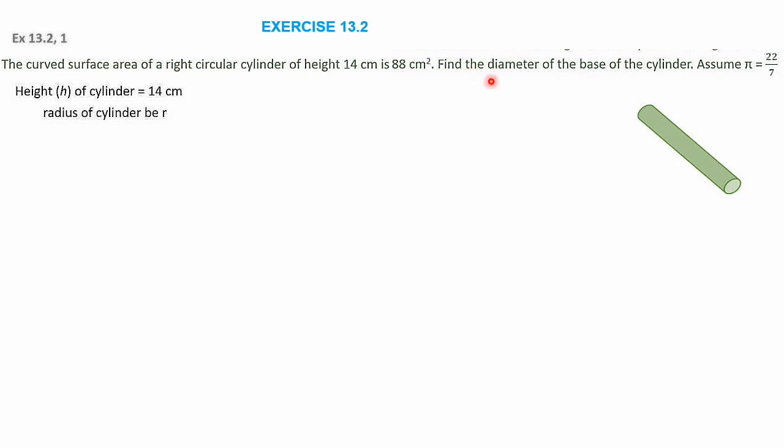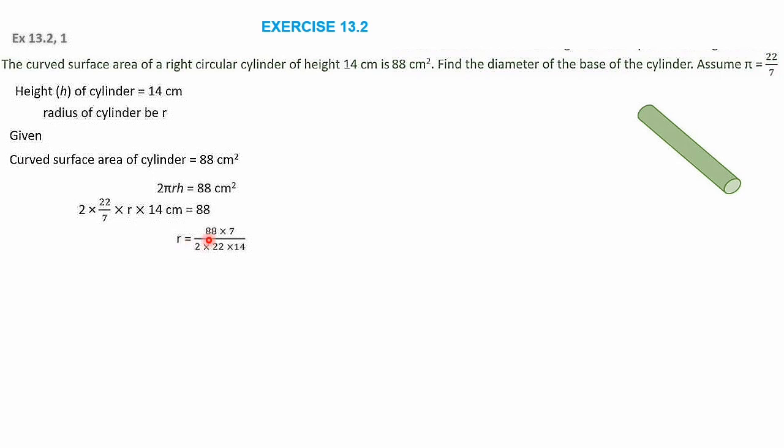Because diameter we will not be able to calculate directly from this curved surface area, we will go with the radius first. So given curved surface area of cylinder is 88 cm square, and we have learned the curved surface area formula, that is 2 pi r h is equal to 88 cm square. So let's substitute it here. The value is 2 into pi value, it is given to us, 22 by 7. So 2 into 22 by 7 into r, radius is unknown for us, into h is 14, is equal to 88. So r is equal to, let's take these left side quantities excluding r to the right side. So the denominator will go to the numerator.